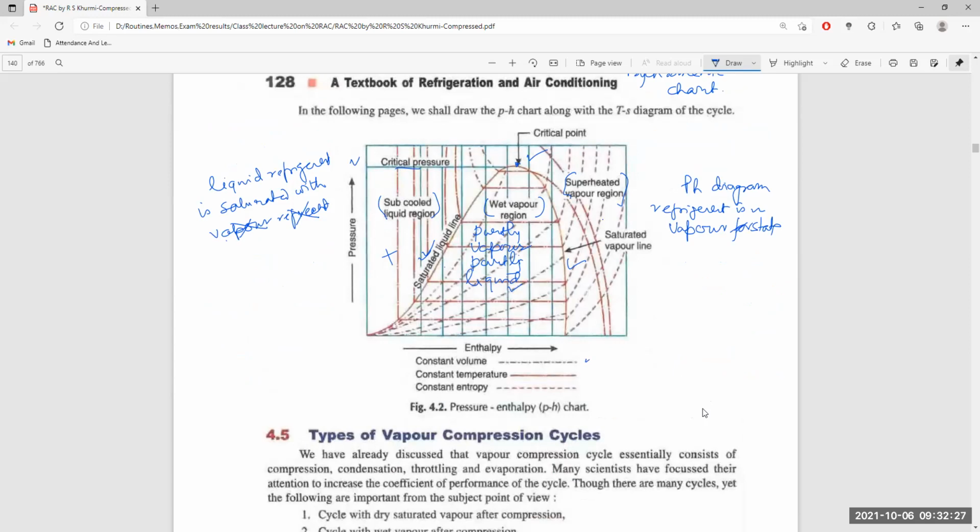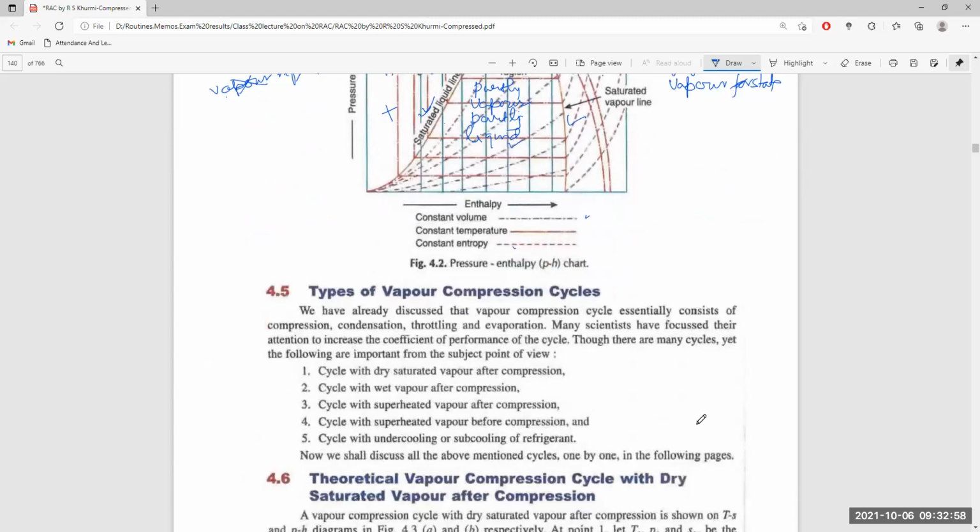Constant pressure is a solid line. This is the constant temperature. These are solid lines like this. This is a different constant temperature shown here. Constant entropy is this dashed line like this. Here the entropy means the amount of heat remains constant over these particular lines. Let us go further because these lines at this moment are not our subject point of view.